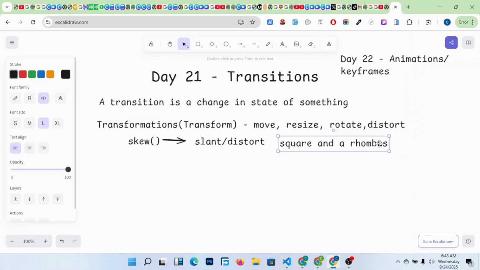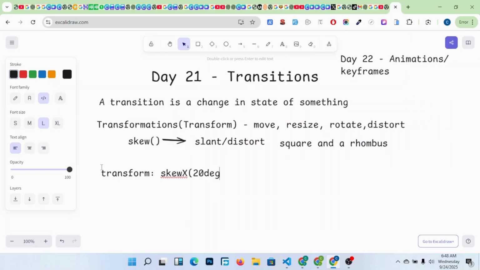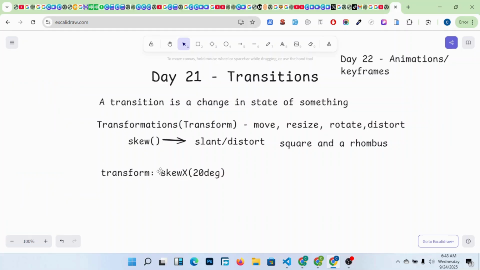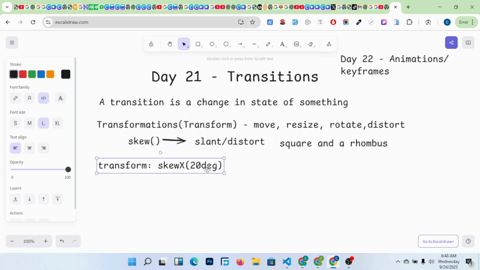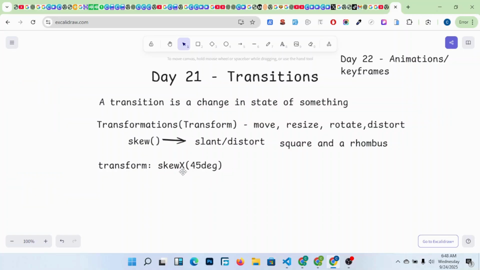Let me give you an example. I say transform, and I say skew, and I put the x, skew x, and I say 20 degrees. What does this mean? That I am skewing it 20 degrees. If I say 45 degrees, I am slanting it along x.